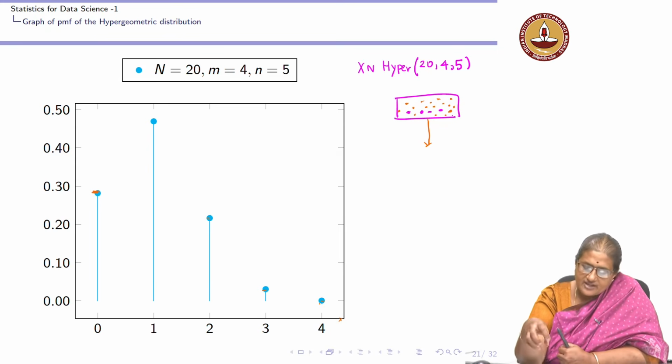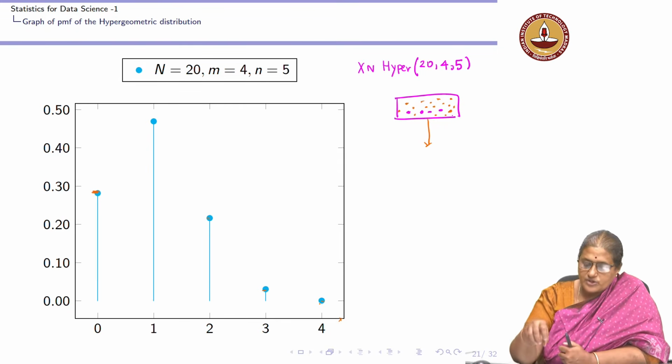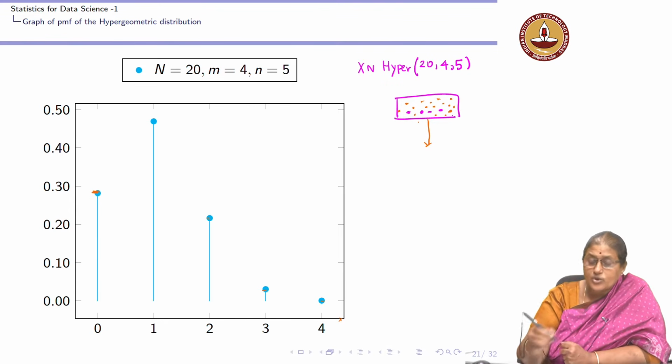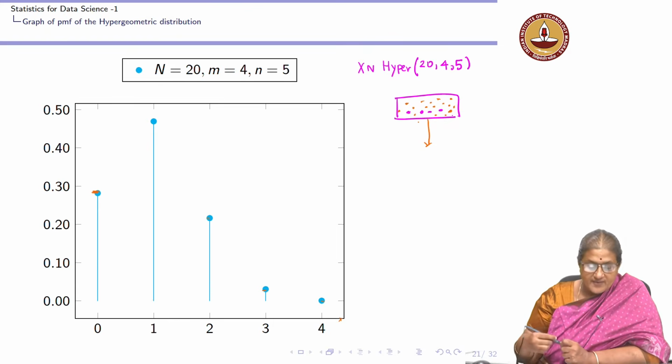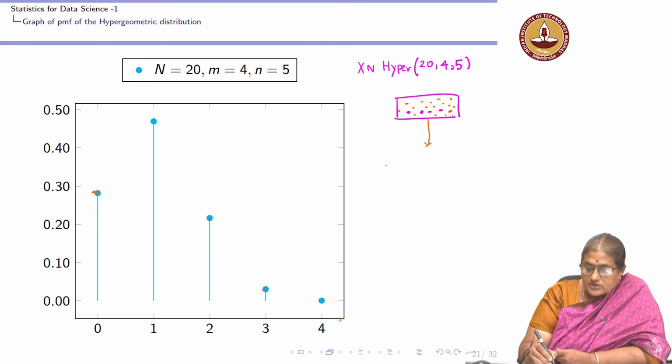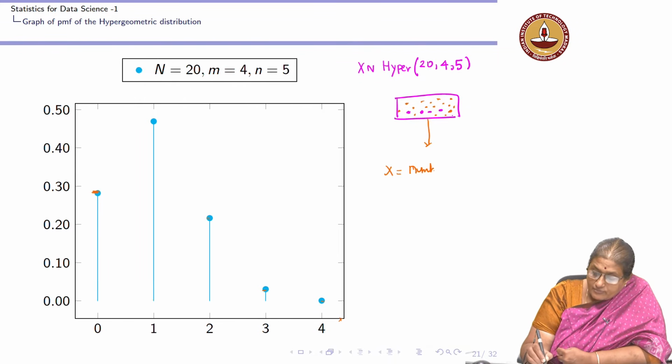Intuitively, you can see that if I am going to sample from this box, the chance I get an orange ball is much higher than the chance I get a purple ball, because I have more orange balls than purple balls. Hence, the chance x takes a higher value is going to be lesser. X is the number of purple balls.